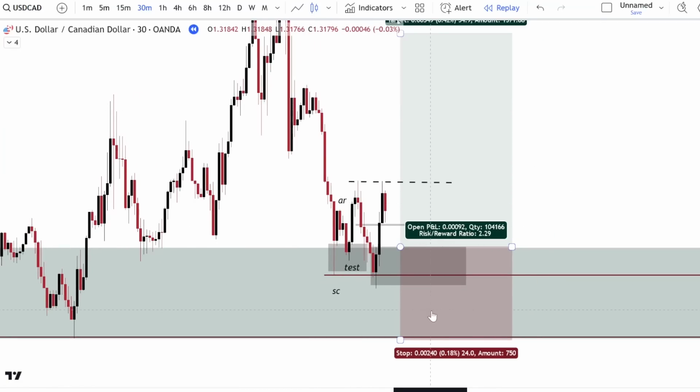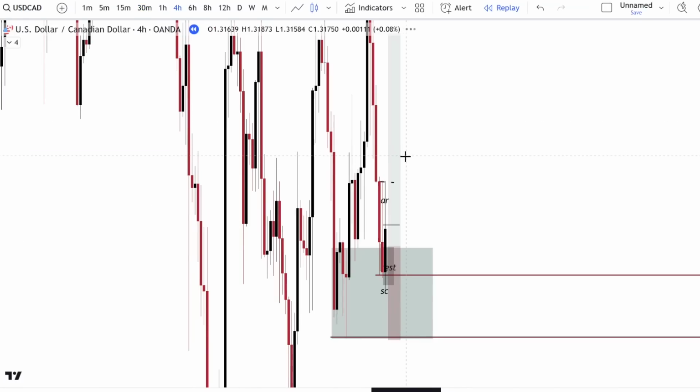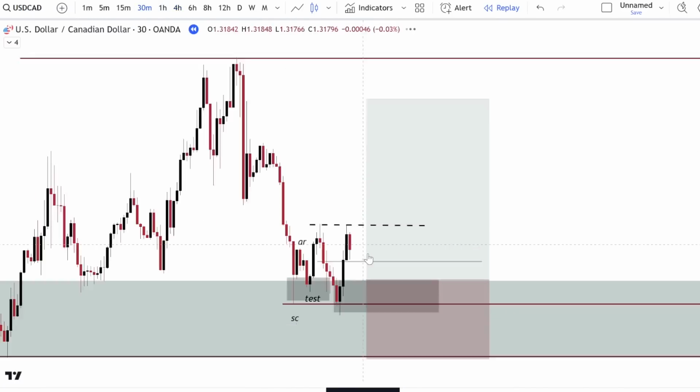And why is the stop loss here? Because this is simply a confirmation. This is still a macro setup. That's why the stop loss is right here and not right here, because this is simply your confirmation.